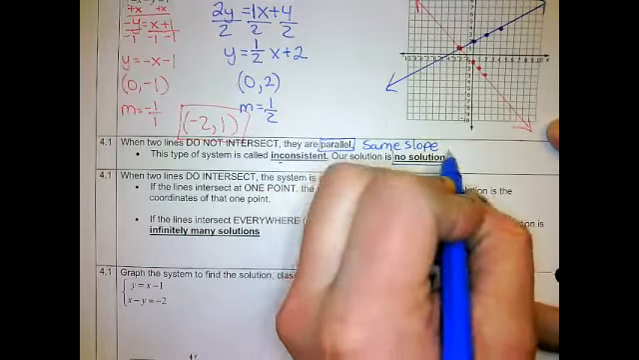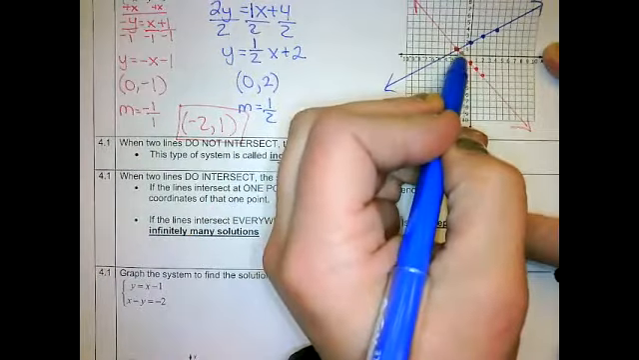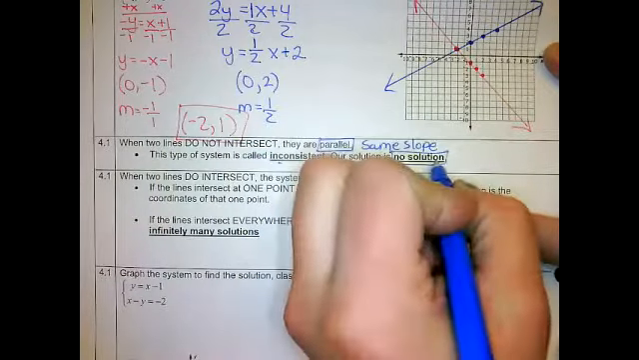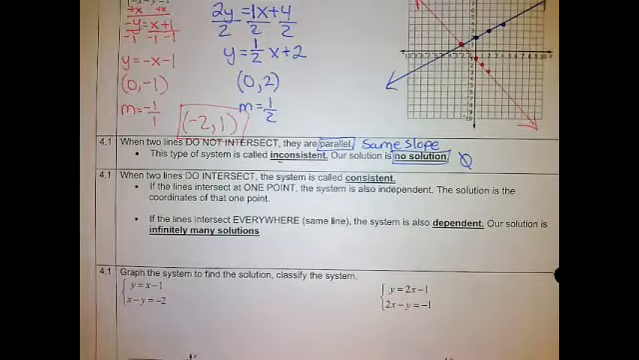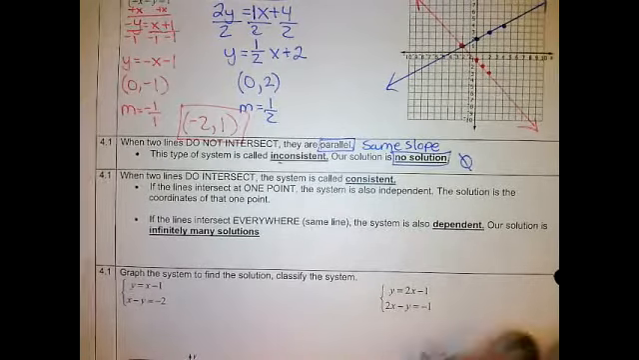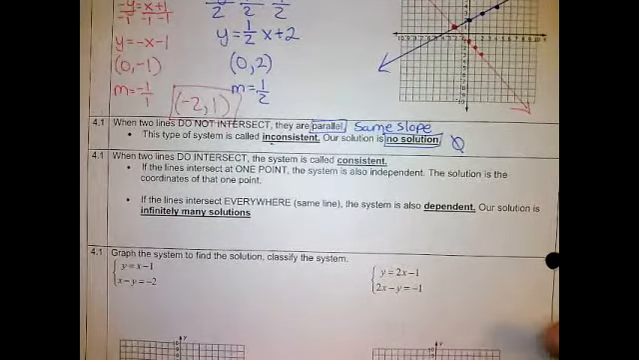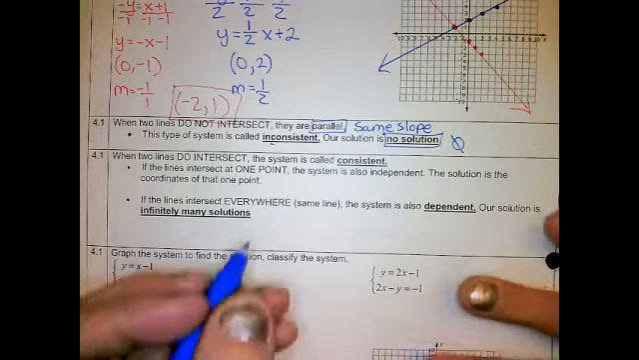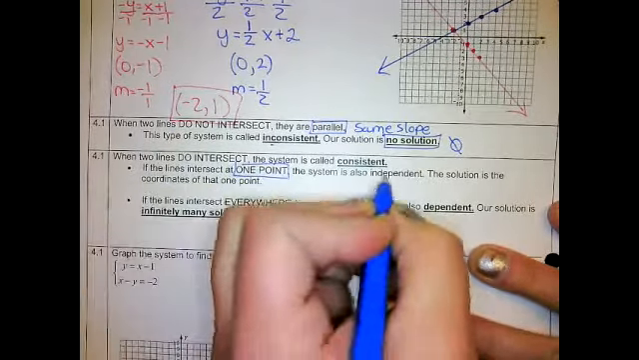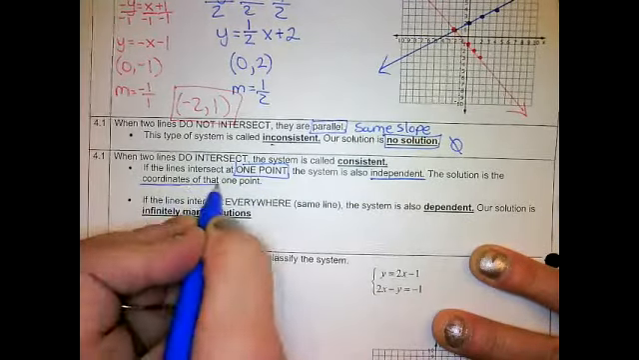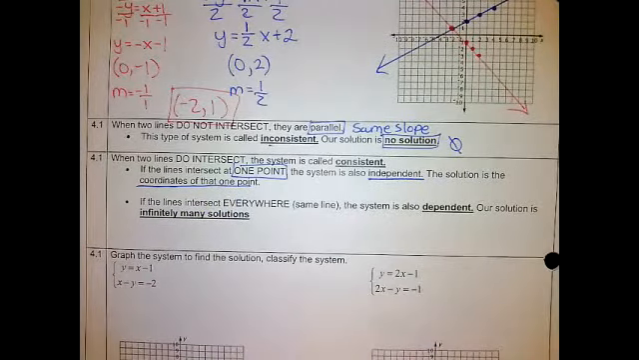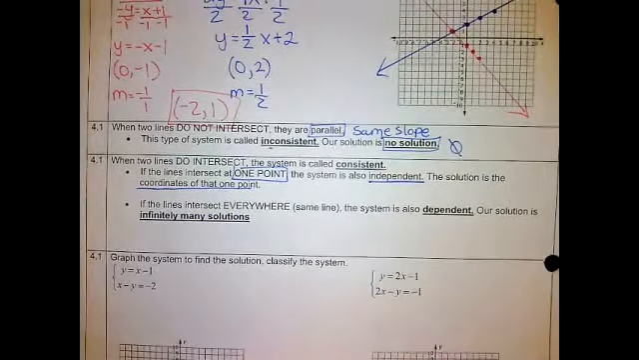And that means that we have no solution, because there's no point on the graph where they're ever going to cross. So you can either write no solution, or this little symbol right there means no solution also. But then we have two different choices for when lines actually touch. When lines do intersect somewhere, they're called consistent. If the lines intersect at one point, then the system is called independent, and the solution is just the coordinates of that one point. Okay, so that's like the lines we've been doing up here.